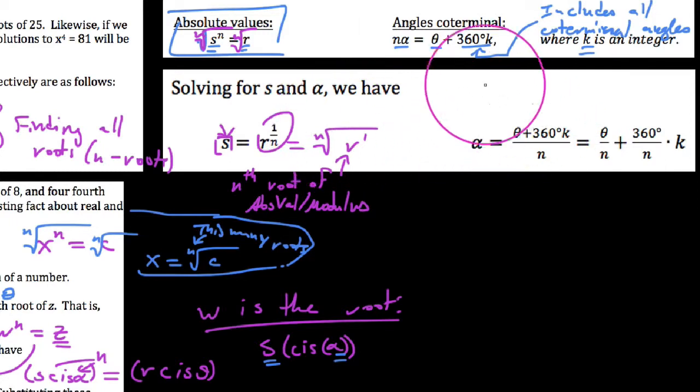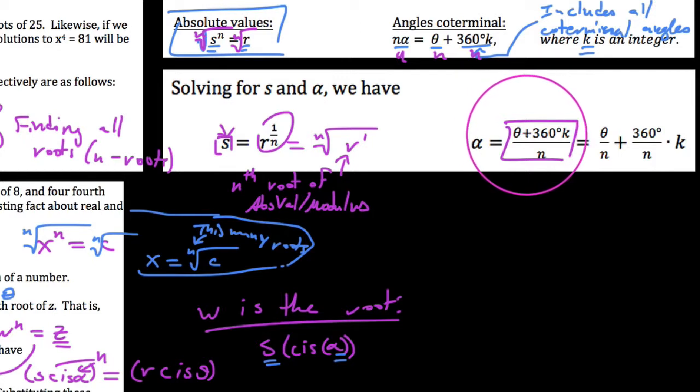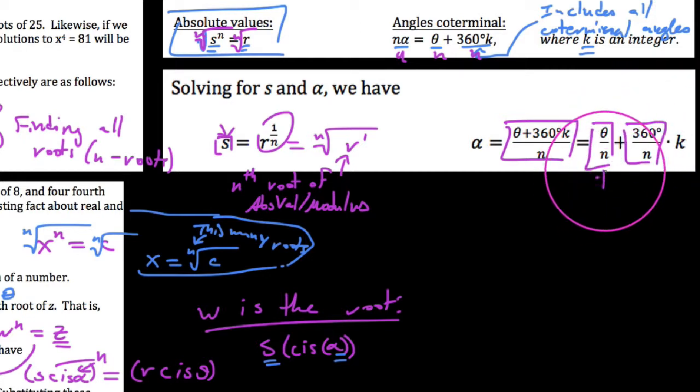Now the next thing we have to do is, if I solve for alpha up here, I'd have to divide everything by n in this statement. And the interesting thing is, then you arrive at this right here: alpha, the angle, would be equal to theta plus 360 degrees k. But we divided everything by n. So what we get is the original angle, theta, and we're going to divide by n.